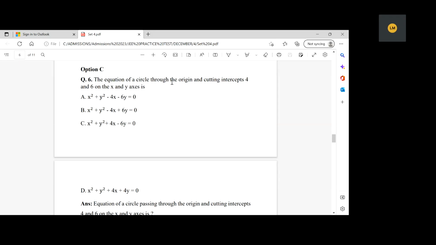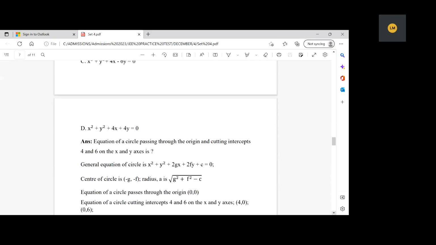You can consider the origin at 0, 0. So the equation of the circle through the origin, it cuts the intercepts 4 on the x-axis. So it's 4, 0. And the second one is 6 on the y-axis. So it's 0, 6. Substituting in the general equation of the circle that we have studied, we can find out the value of f, g, and c, and you can solve it.